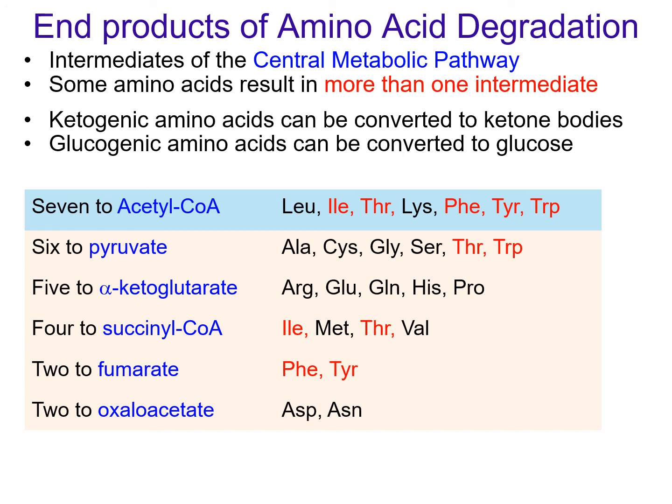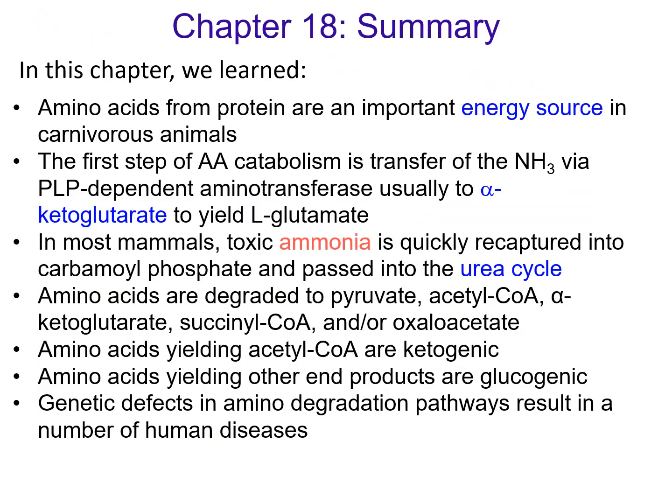So there are 7 of them that can be converted into acetyl-CoA. There are 6 that can be converted into pyruvate. There are 5 that can enter as alpha-ketoglutarate. There are 4 here that can enter as succinyl-CoA, 2 as fumarate, and 2 oxaloacetate. So if we have our 20 amino acids, then they can enter the metabolic pathways at different steps in the citric acid cycle. And so you should focus on the summary of how they can actually enter the citric acid cycle. So here's a summary of what we learned in chapter 18.